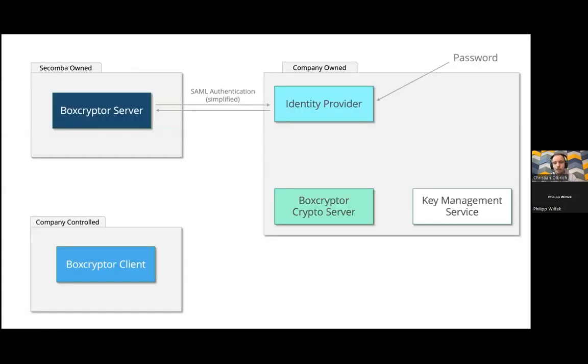So we get that component in the company-owned realm as well. The key management service is now a little more in the back, and we can actually make this physical as well. We can add a firewall between that, because the only entity able to or necessary to speak with the key management service is now the Boxcryptor crypto server. So how does authentication look now?